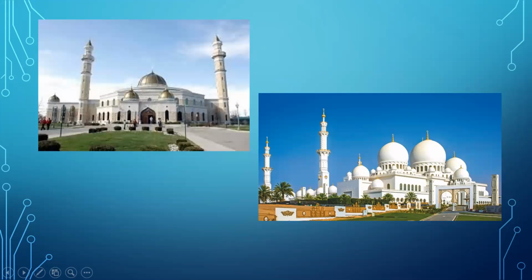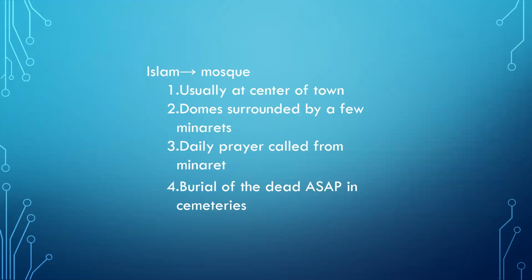Or you might see architecture that's related to Islam. You might be able to tell the pattern here: domes in the middle, kind of dominating the whole infrastructure. We call them mosques. Usually you'll see a mosque at the center of town, domes surrounded by a few minarets. So those are some characteristics for you to tell.